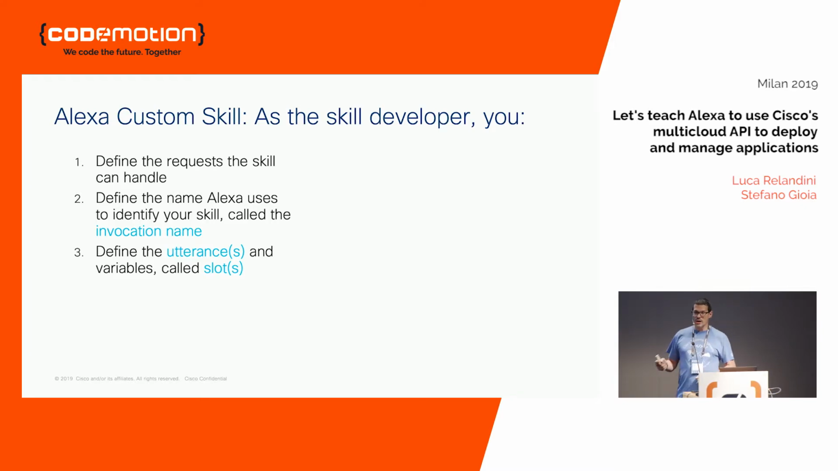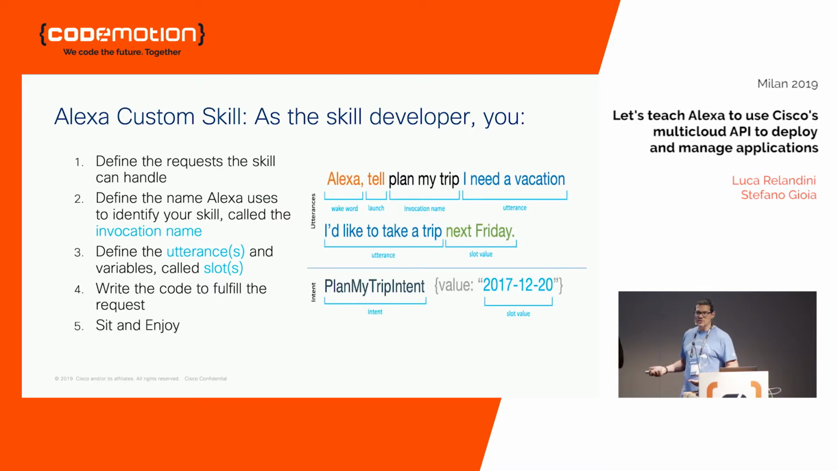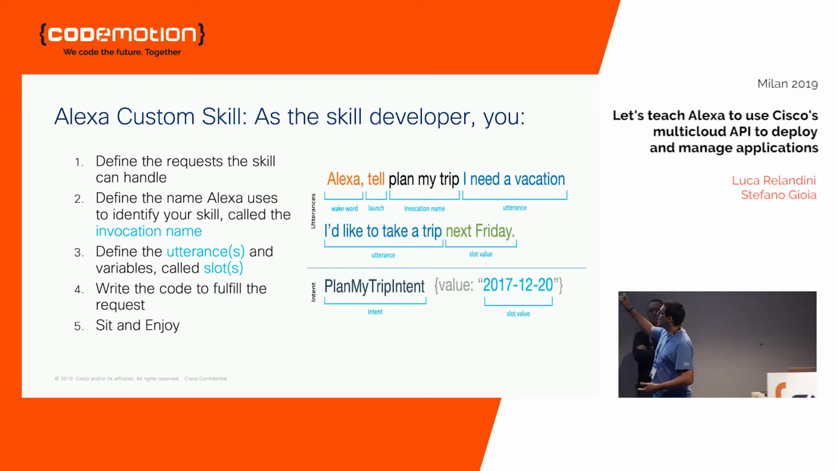Then you have to define the utterances and the slots. We will see what an utterance is and what a slot is. And finally, write the code to fulfill the request. Sounds very complicated, doesn't it? But at the end of the day, it's not so complicated. Alexa is the wake word that we use when we want to start our interaction with Alexa. It might be Alexa, Amazon, or any other word. The launch word will be tell, open, or ask. So it is very easy to start an interaction with your skill.